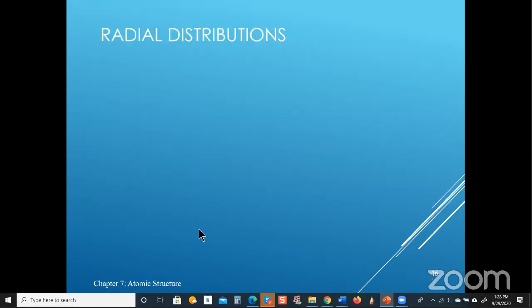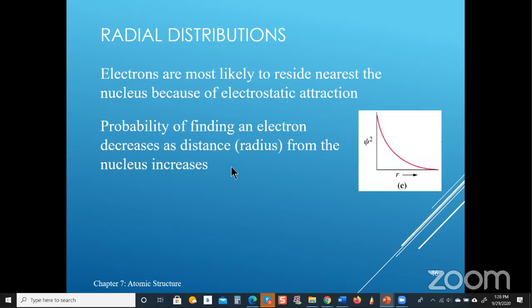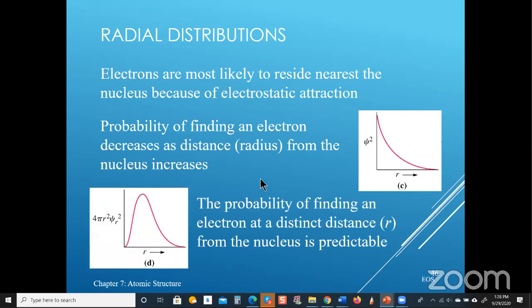Okay, in terms of the three-dimensional appearance of these orbitals, electrons are most likely to reside nearest to the nucleus because of the attraction between the negatively charged electron and the positively charged nucleus. So if you were to plot the probability of the electron on the y-axis versus distance, you're going to get this curve here, which I think is for the 1s orbital. However, if you want to find the probability of finding an electron within a particular region at a distance from the nucleus, then this is the plot that you would make.